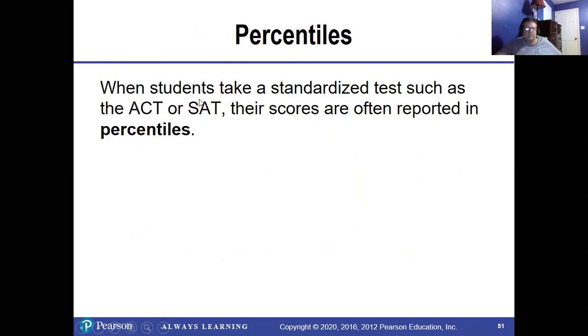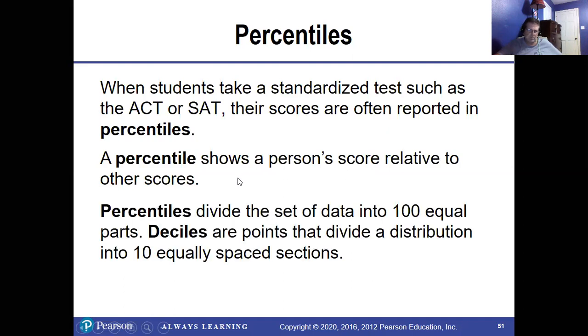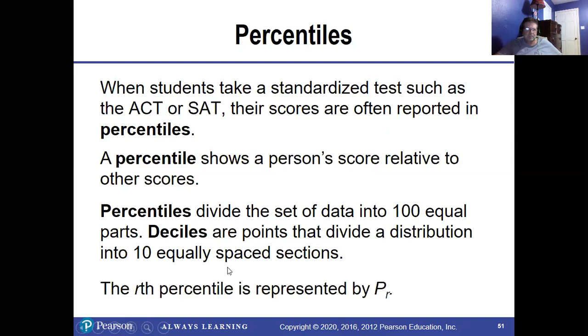All right, so when students take standardized tests like ACT and SAT, their scores are often reported by percentiles. A percentile shows a person's score relative to everybody else's scores. Percentiles divide the set of data into 100 equal parts. Deciles are points that divide the distribution into 10 equal sections. The nth percentile is represented by P sub r.